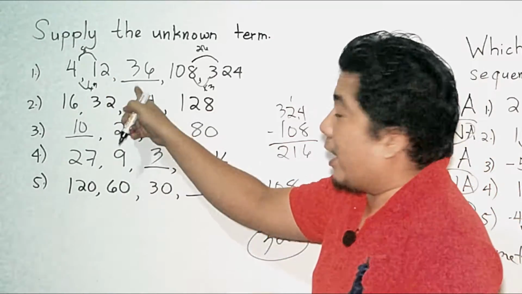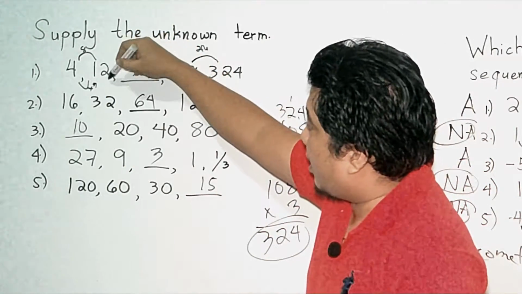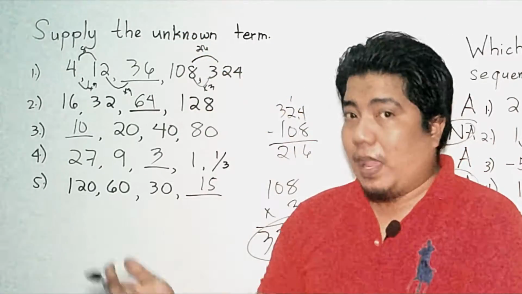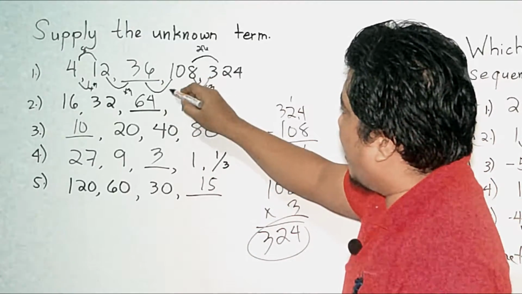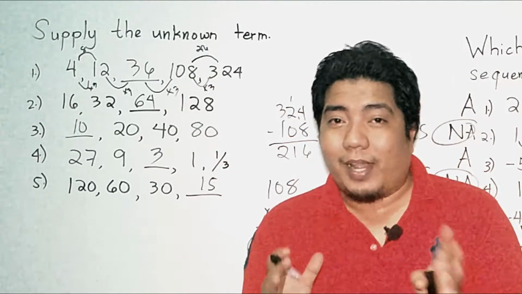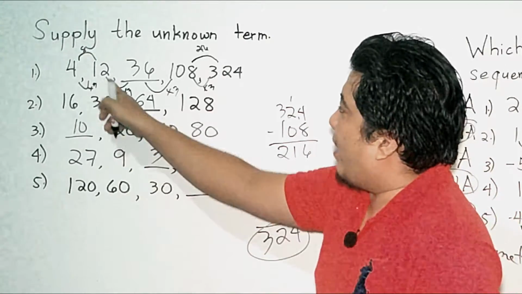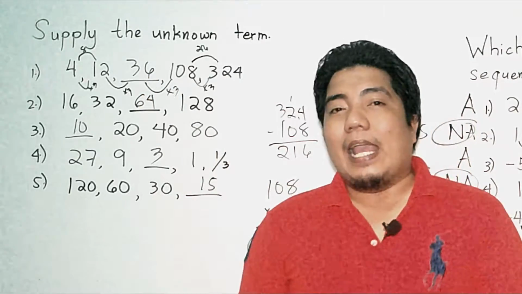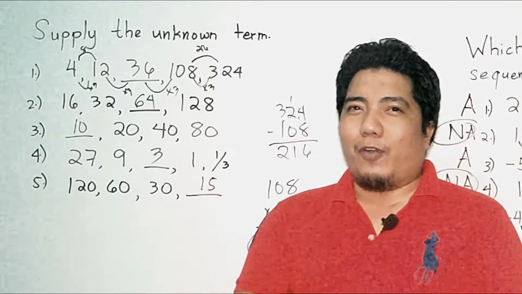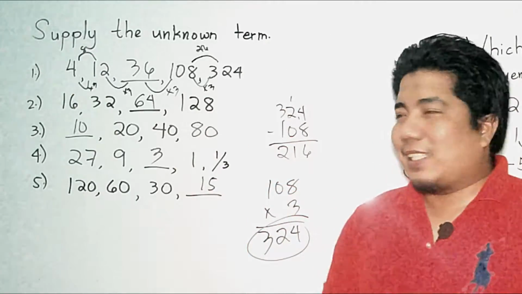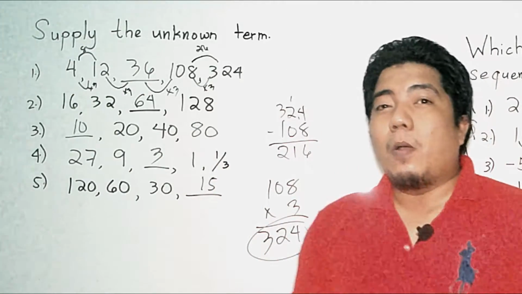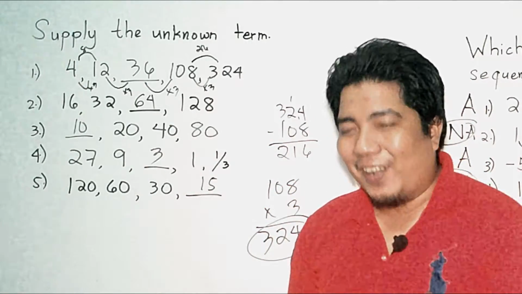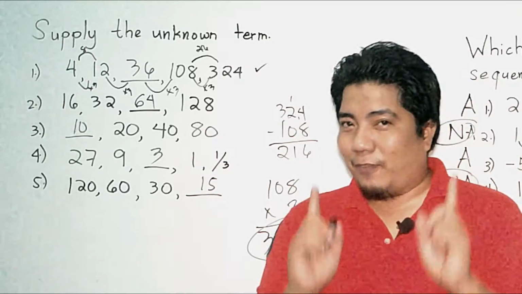So, in order for me to get the unknown term, I need to consider 12 multiplied by 3. And if I get that number, I will multiply it again by 3 and I should arrive at 108. Now, let's try. 12 times 3 is 36. Very good. 36 times 3 is 108. So we have established that this sequence uses the pattern of multiplying by 3 in order to be completed. Okay, that is the first example.